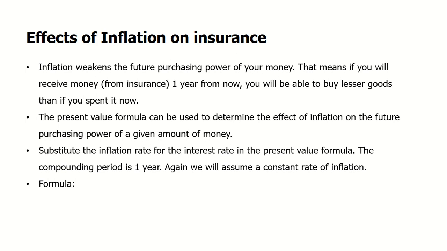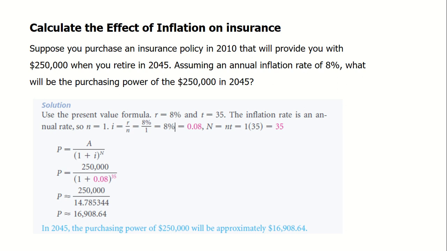So that means if we have an insurance problem and we are given an inflation rate, what we need to solve for is not the compound amount or the future value, but the present value. So we will be using the formula P equals A divided by (1 plus I) raised to the big N. And just like last time, we will assume a constant inflation rate per year. That means our compounding is still annual. Okay? Let's see that in calculation.